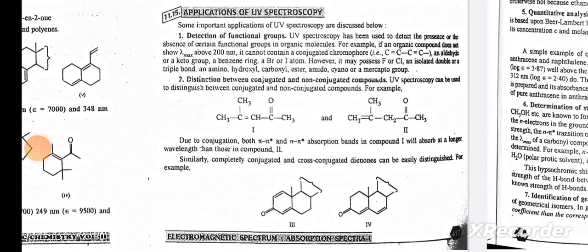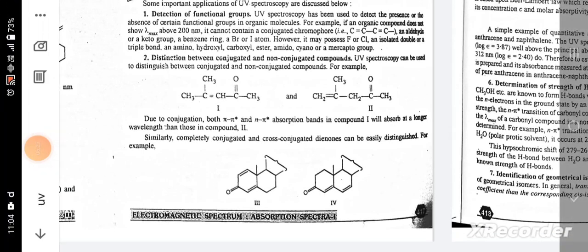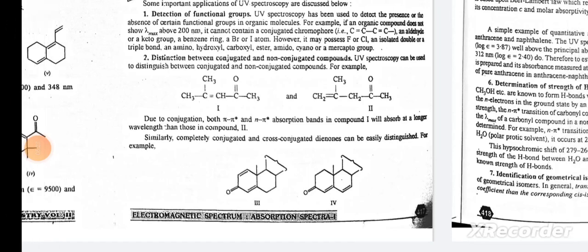cyano or mercapto group. Distinction between conjugated and non-conjugated compounds: UV spectroscopy can be used to distinguish between conjugated and non-conjugated compounds.